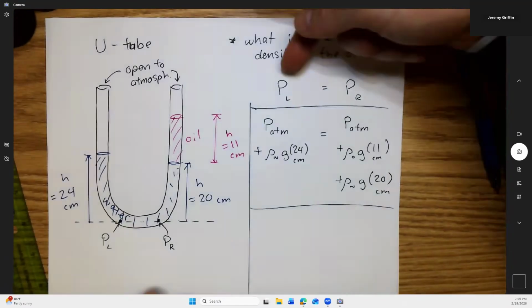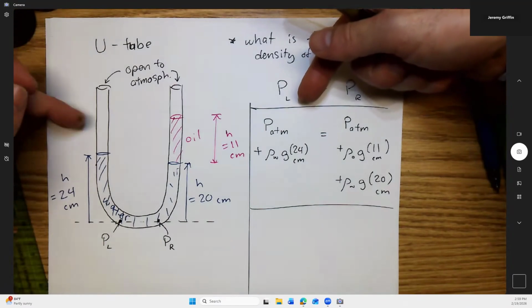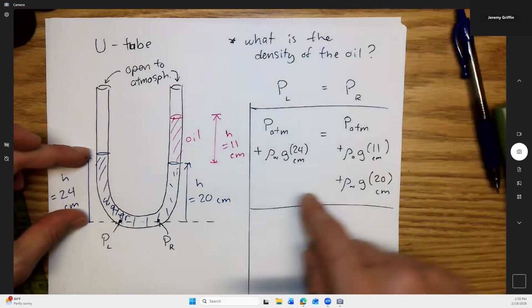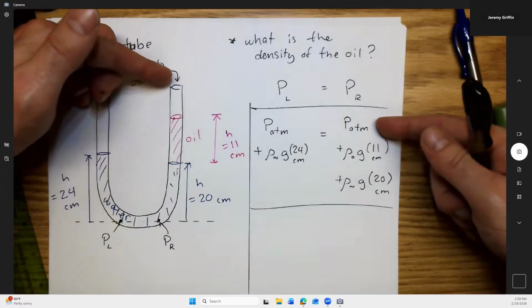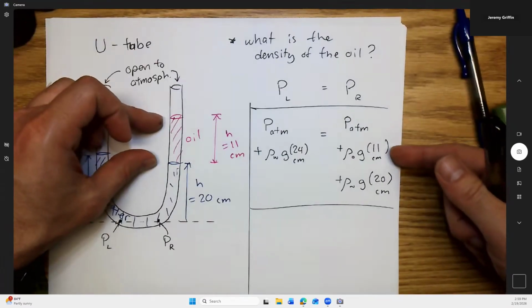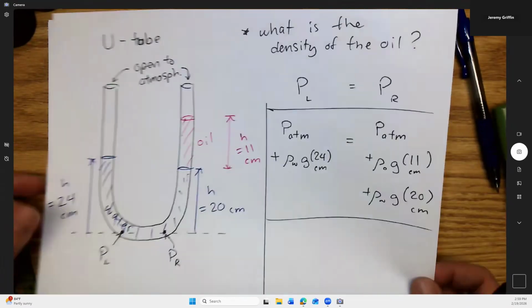Okay. So left pressure equals right pressure. Left pressure, there's these two parts, right? There's the atmosphere pushing, and there's this high column of water. The right side, there's also the atmosphere pushing, and we've got this column of oil and also this column of water. Good so far? Now it's getting kind of scrunched up over there.